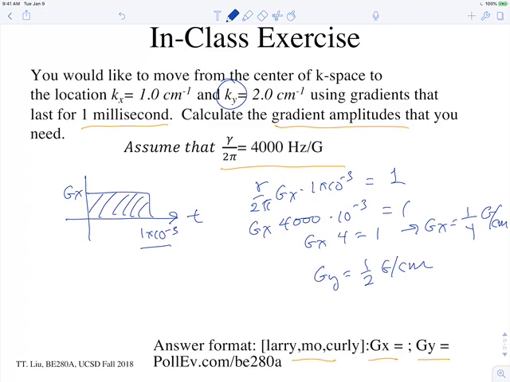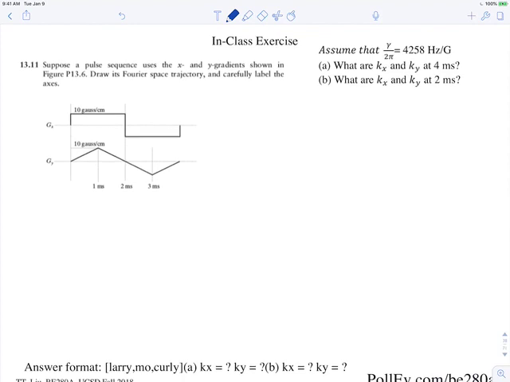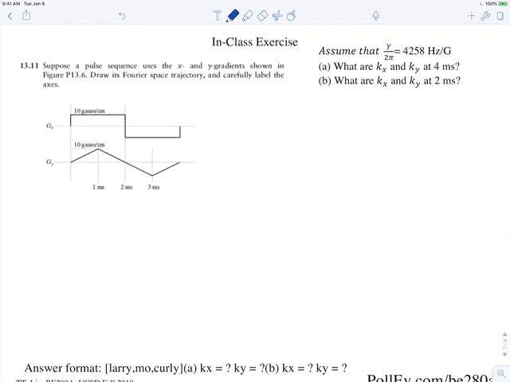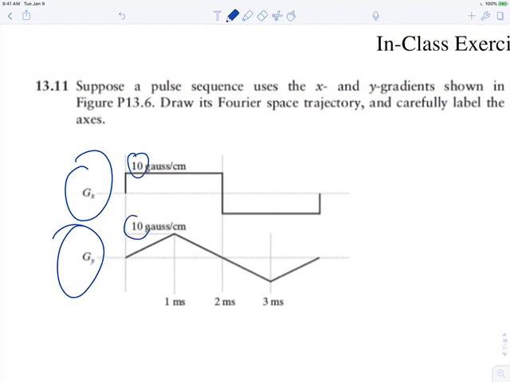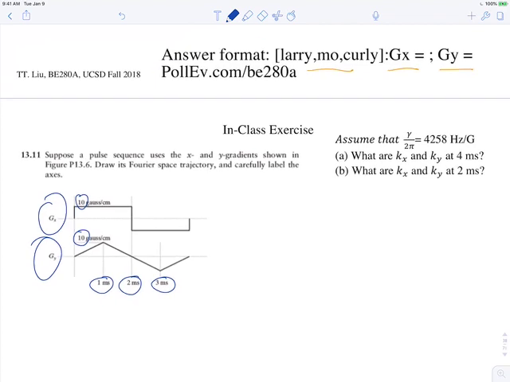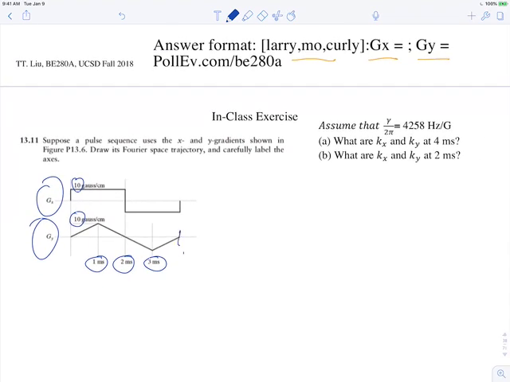Okay. So if there are no questions, that means you're ready for the next one, which is this one. This is from the book, so it's not like I made this up to torture you. This one has two parts. Basically, you're given the GX and the GY gradients. Can everyone see that? I'll zoom in on that a little bit. So it's 10 Gauss per centimeter, 10 Gauss per centimeter, 1 millisecond, 2 milliseconds, 3 milliseconds. What you're asked to do is, what KX and KY are you at 4 milliseconds, so hint, that's the easy part, and then where are you at here? So where are you at here, and where are you here in terms of KX and KY? Go ahead and take a few minutes to do that. I'll open up the poll.